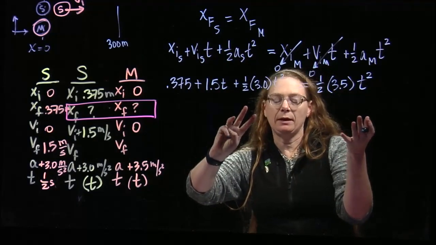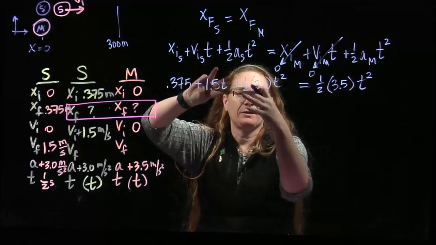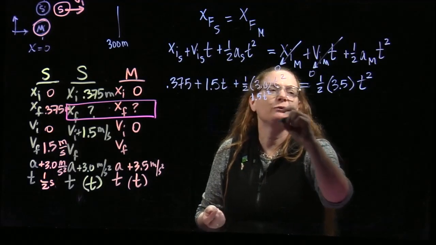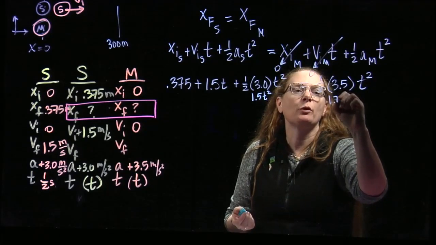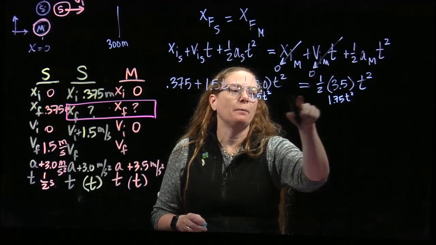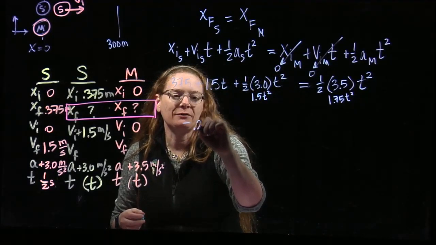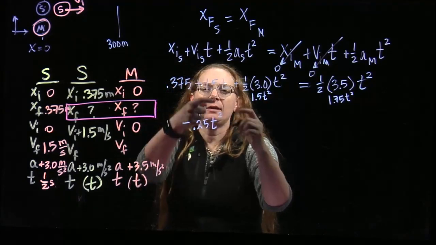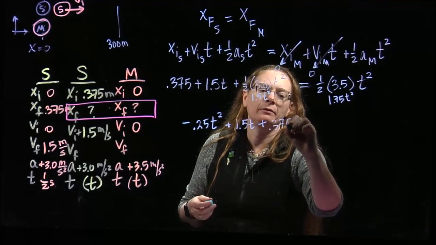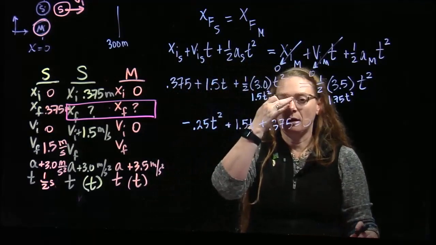So let's rearrange to get it into the format for solving the quadratic equation. I'm going to move everything over to this side because most things are on this side already. So if I have 1/2 of 3.0, that's 1.5. Half of 3.5 is 1.75. Okay, so subtract this over. 1.5 t squared minus 1.75 t squared gets you negative 0.25 t squared. And then this stays the same, plus 1.5 t. This stays the same, plus 0.375 equals 0. And now this is in the right format to solve the quadratic equation.